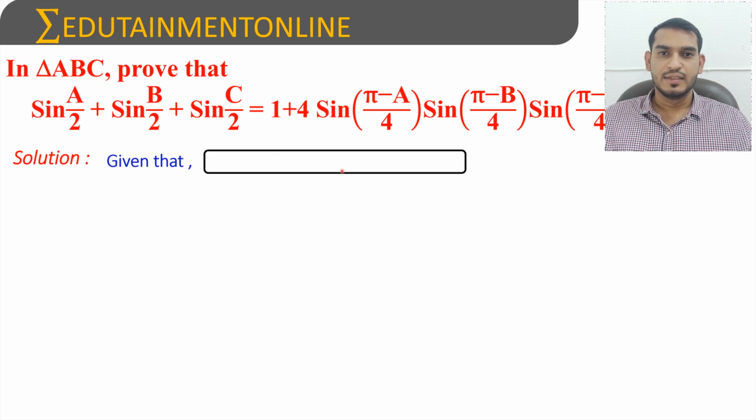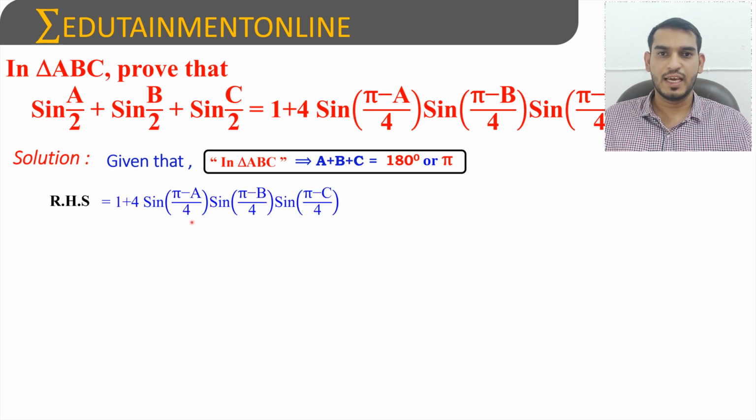It means the sum of angles in a triangle, which is A + B + C, equals 180 degrees or π. So let us take the RHS of the given question, which is 1 + 4 sin((π − A)/4) sin((π − B)/4) sin((π − C)/4). Now we will separate the two sin terms, with one of the two. 4 can be written as 2 times 2. So with 1, 2 we will separate the two terms. The other term we will separate with the other two.